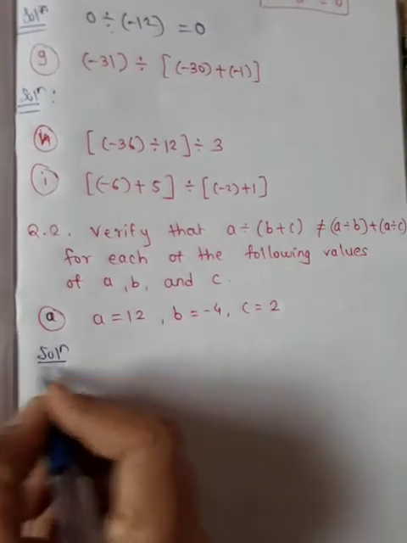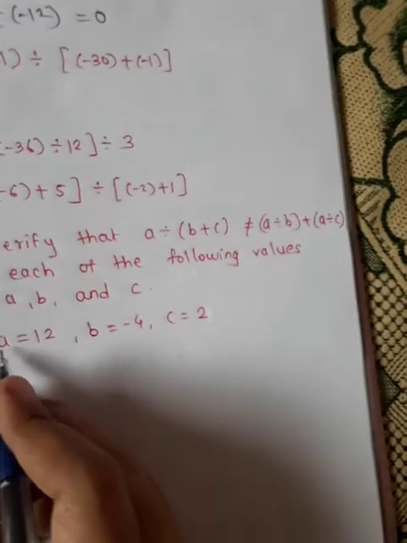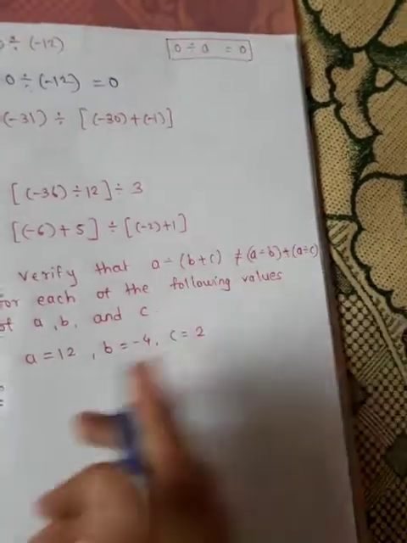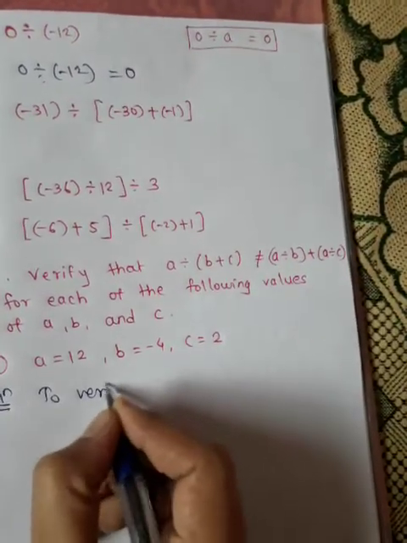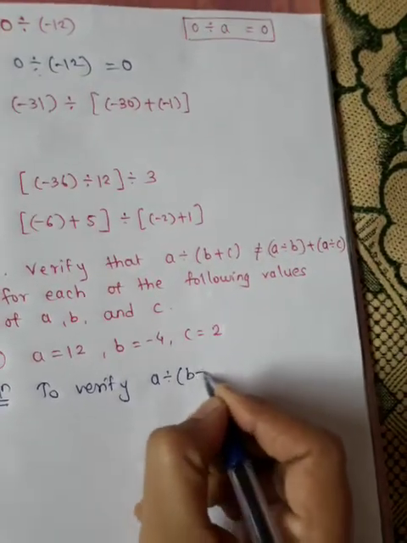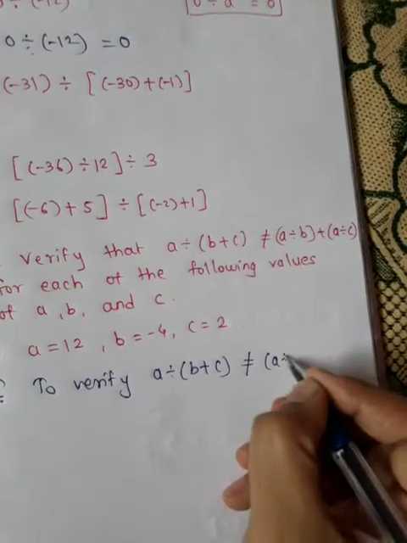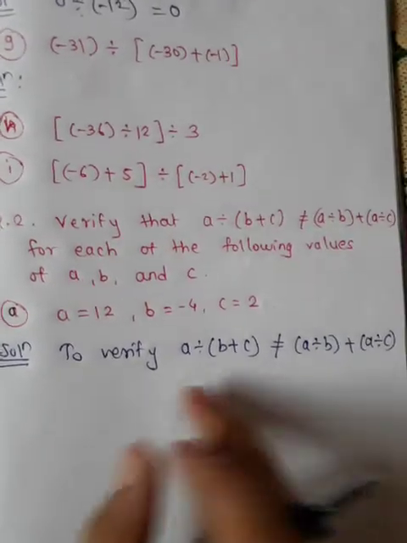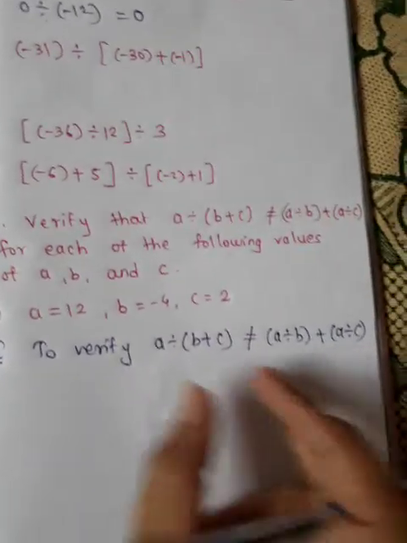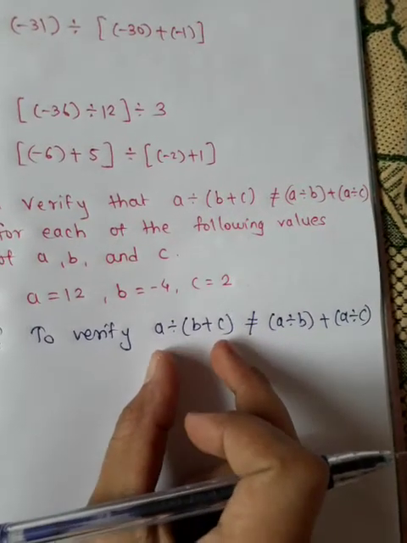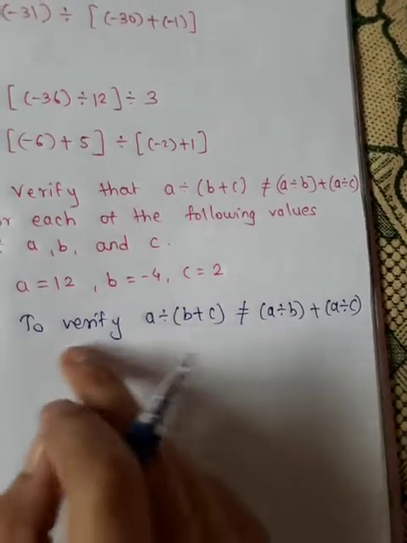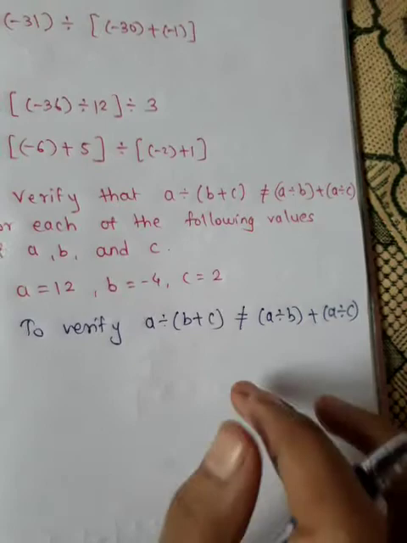So what is the solution? In this example we have to verify this. Okay, so they have given the values: A is 12, B is equal to minus 4 and C is equal to 2, and we have to verify. What do we have to verify? To verify a divided by b plus c is not equal to a divided by b plus a divided by c. Okay, so when we verify, first find this side, means first find LHS, then find RHS and check whether they are equal or not, and we have to verify not equal, so there must be not equal.